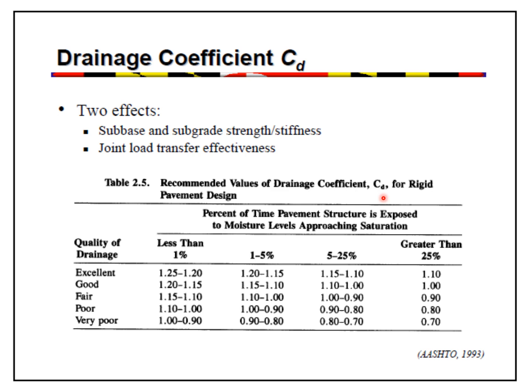So here again you can see the percent of time the pavement structure is exposed to moisture levels approaching saturation, and this is the worst case which has been considered over here, and the quality of drainage. So by using this table we can determine the drainage coefficient C sub D. But keep in mind that this table is different from the table that we considered in the case of flexible pavement. Values are less in the case of rigid pavement.